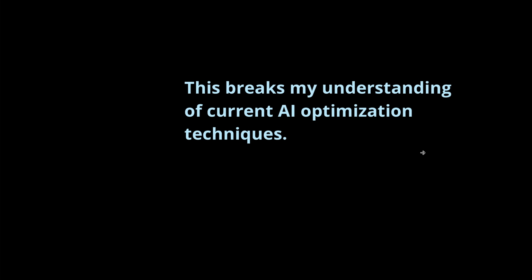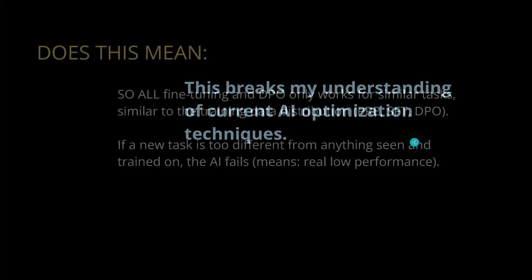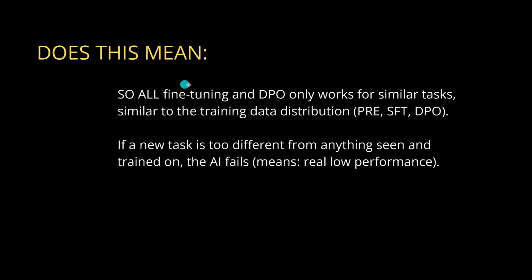And honestly, when I read this just hours ago, I thought this breaks my understanding of current AI optimization techniques. And I asked myself, does this mean that all of this fine-tuning that we do, all of this DPO alignment, only works for a similar task by the user? Only if the tasks by the user are similar, whatever similar means now, to the training data distribution that we have in the pre-training, in the supervised fine-tuning, and in the alignment phase, in the reinforcement learning phase? Because if a new task is now too different from anything seen and trained on, the AI fails. And I mean really fails, and I mean there is a real low performance indicator. And look just at the ARC test results of all the other models that don't have this test time compute.